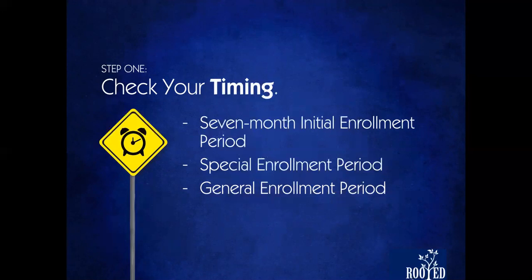And the general enrollment period, which happens each year between January 1st and March 31st. This general enrollment period is for people who missed their initial enrollment period and do not qualify for a special enrollment period. If you enroll during the general enrollment period, Medicare coverage will not take effect until July 1st.